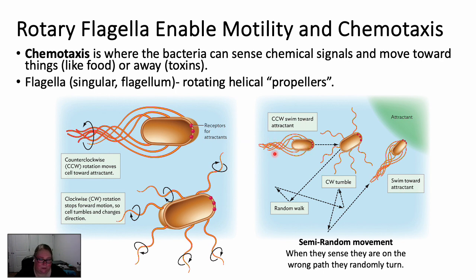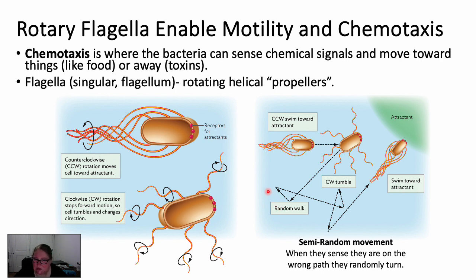It's going to have its flagella moving in the counterclockwise direction. So it's going to start swimming towards an attractant, but maybe all of a sudden it detects chemicals in its environment that are bad. Okay, so we're not in a good place. We need to change direction. So it's going to start to move its flagella in the clockwise direction. This is going to actually cause it to turn and change direction. So it's going to tumble. It's going to kind of go in this direction.